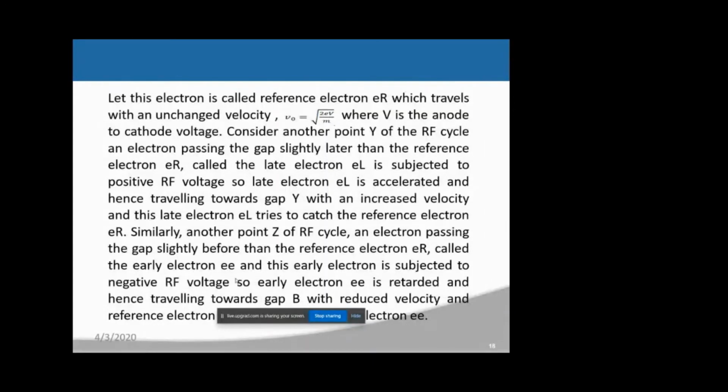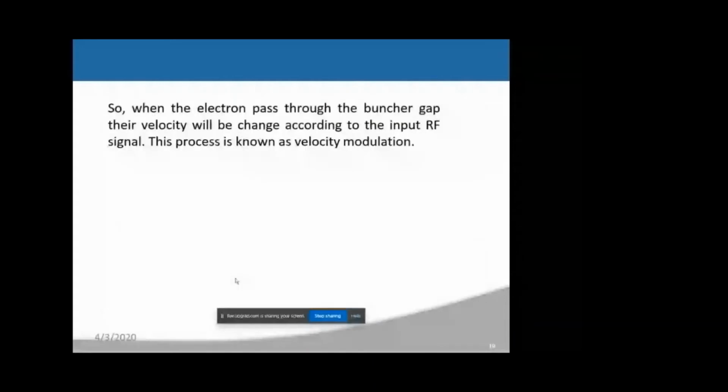Similarly, at another point of RF cycle, an electron passing the gap slightly before the reference electron, called the early electron, is subject to negative RF voltage, so that electron is retarded and hence travels towards gap Y with reduced velocity. So when these electrons pass through the buncher gap, their velocity will be changed according to the input RF signal. This process is known as velocity modulation.